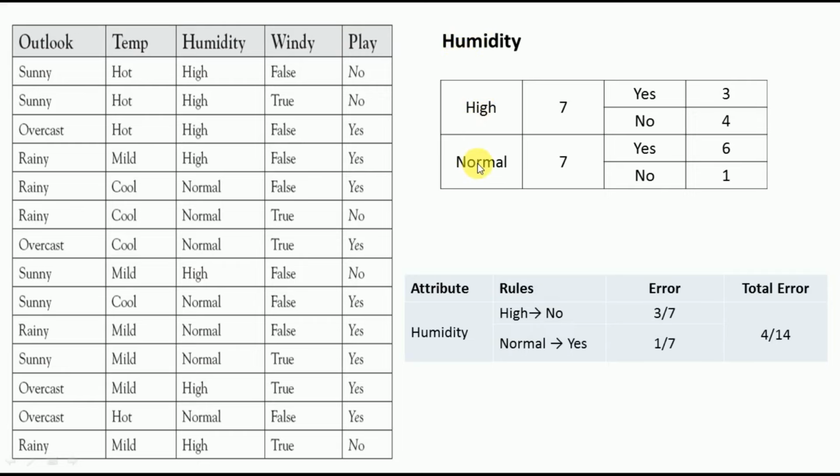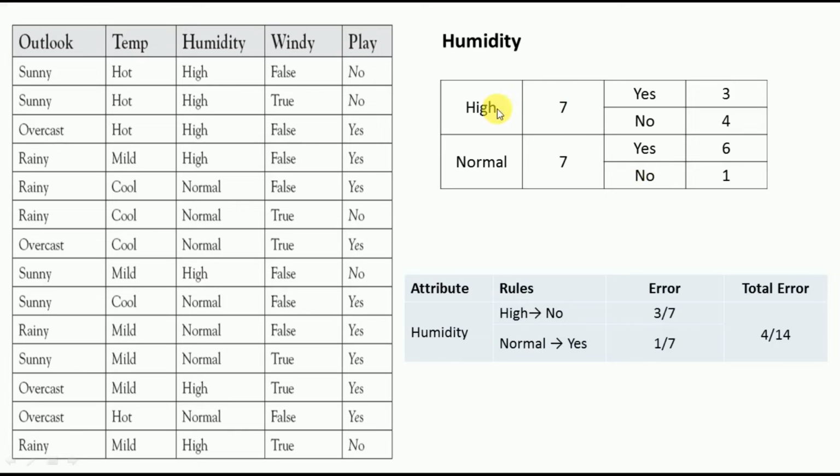One is high and normal. If you count these particular things, 7 times high is appearing and 7 times normal is appearing. Out of 7 with respect to high, there are 3 yes decisions and 4 no decisions. Out of 7 with respect to normal, there are 6 yes decisions and 1 no decision. Now we need to write the rules.